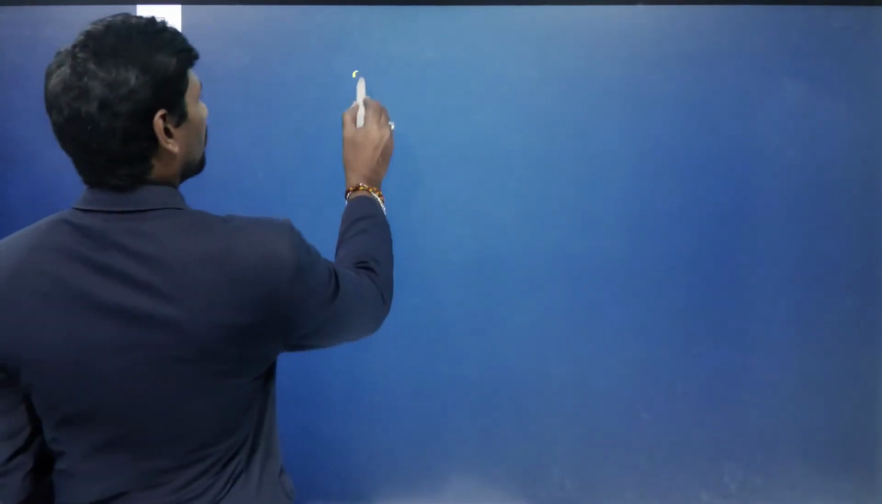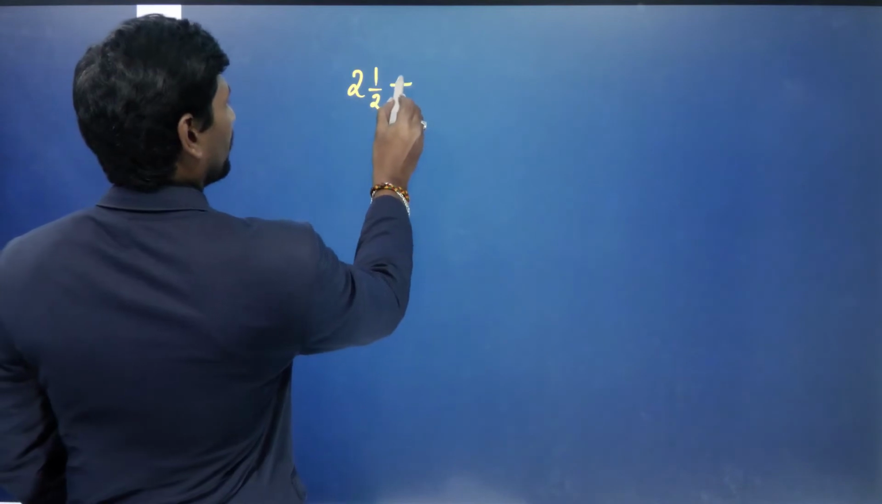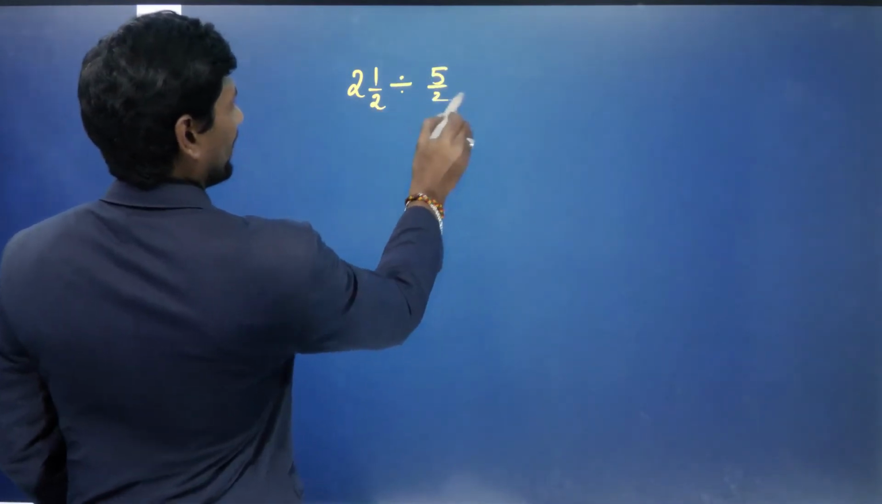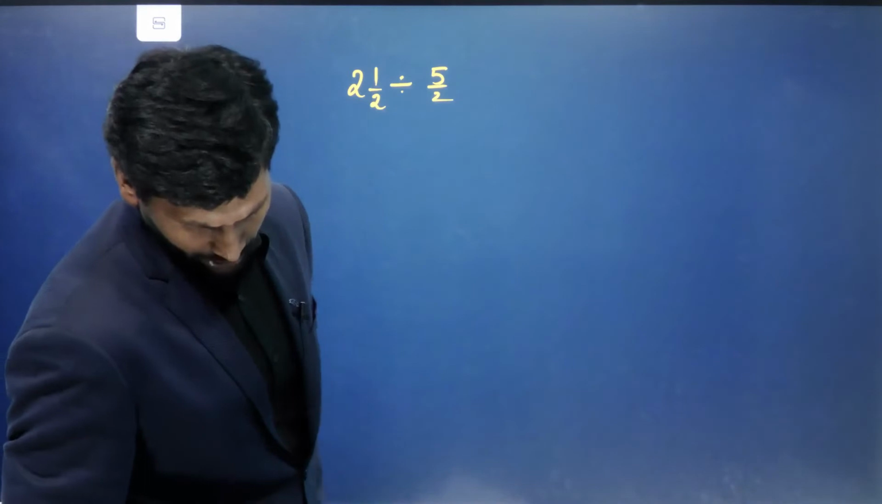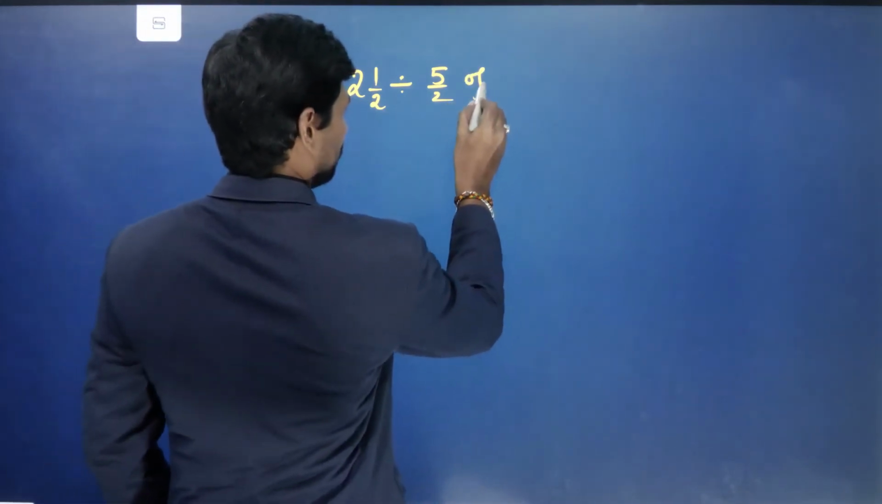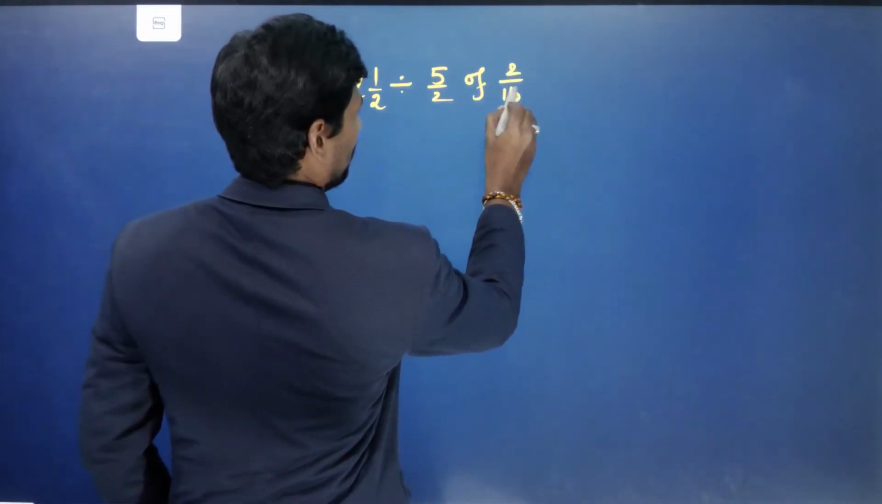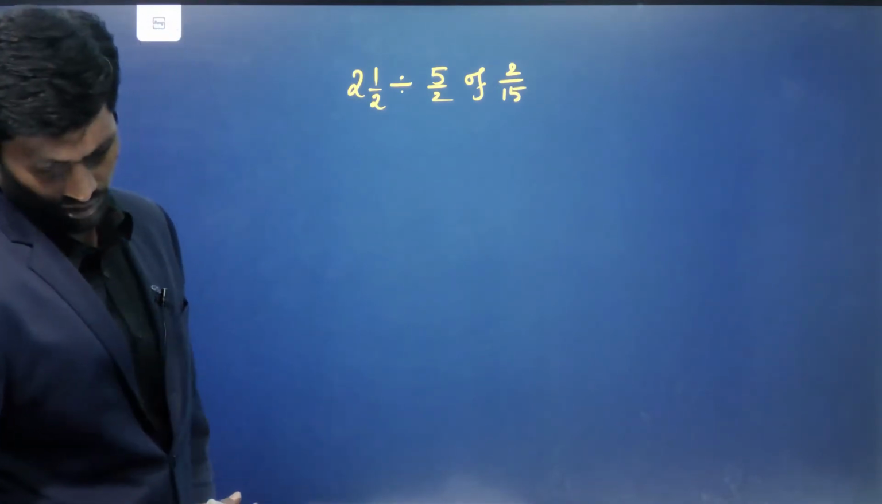next problem. The value of 2 1 by 2 divided by 5 by 2 of 2 by 15. Okay?